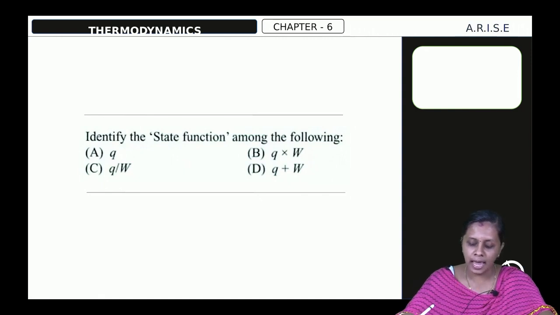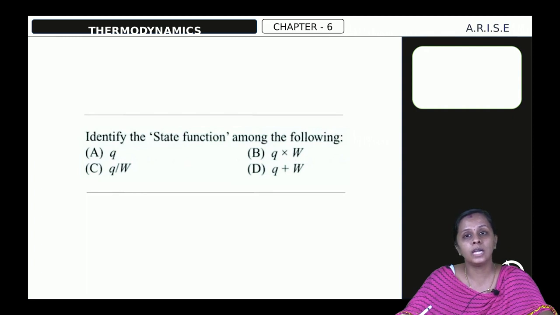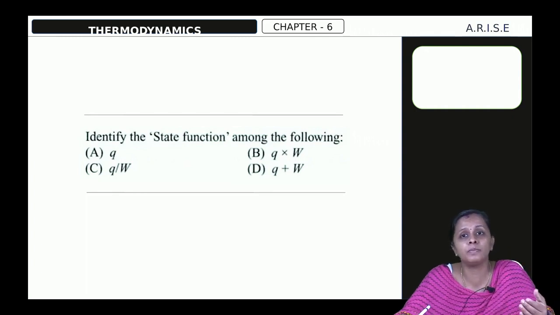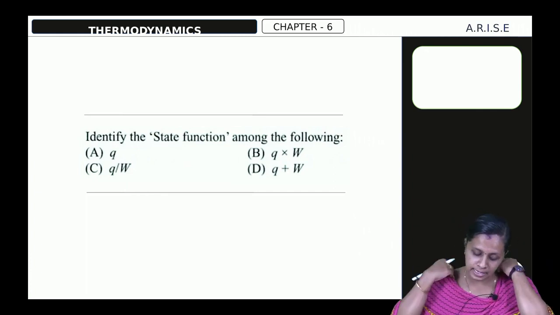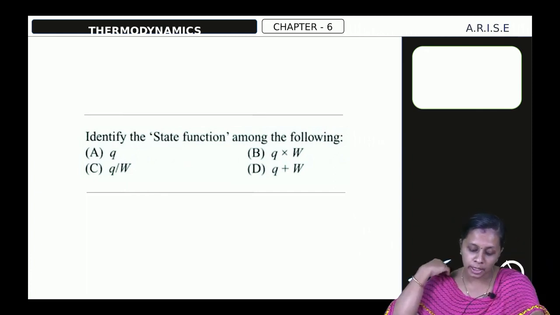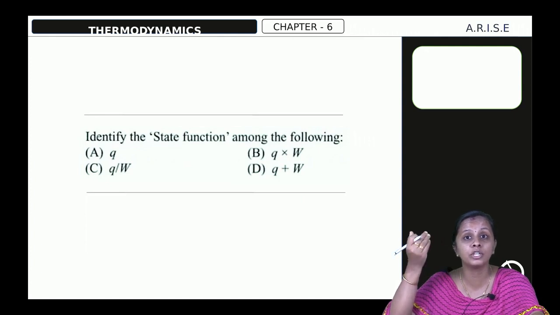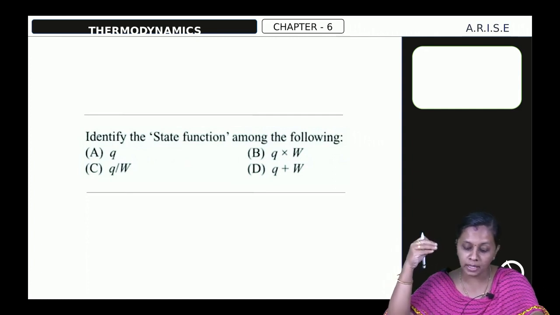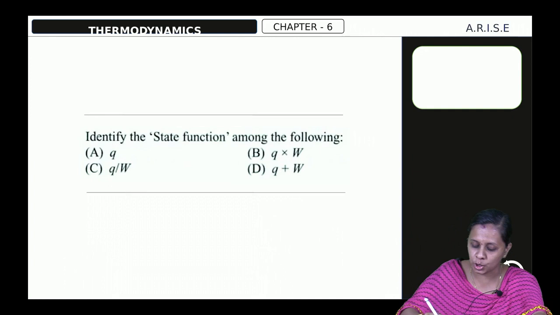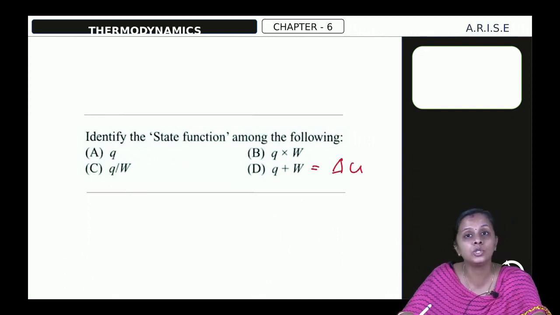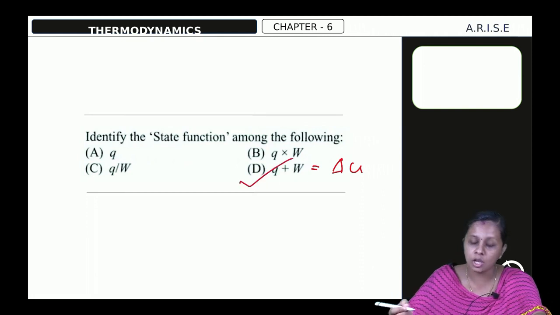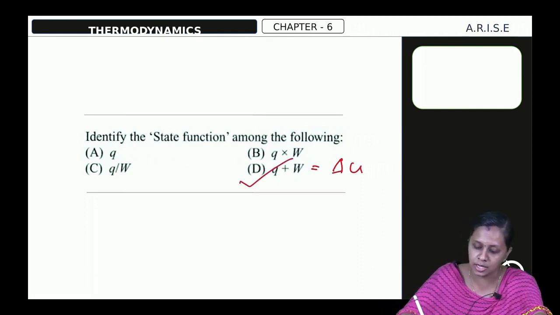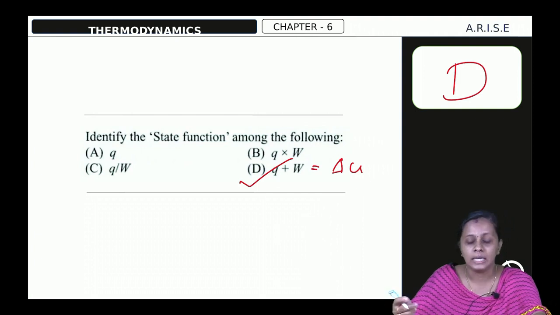Identify the state function among the following. That is the next question. State function means those properties depending only on the initial and final state are known as state functions. And Q is an example for a path function. Path function means those properties depend on the path followed. Q into W, Q by W. What is Q plus W? Change in internal energy. Q plus W is equal to delta U, that is change in internal energy. So change in internal energy or internal energy is an example for a state function. So which is the state function? It is option D, which is internal energy change. That is option D. Now we can move on to the next question.